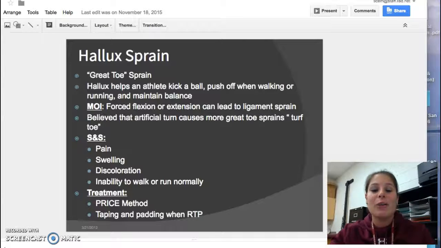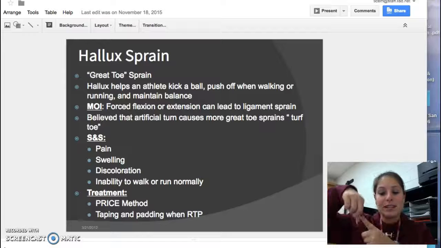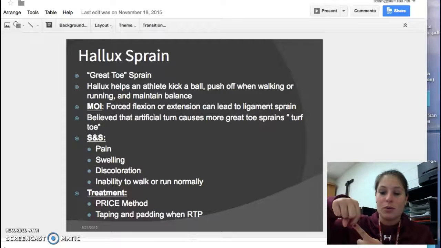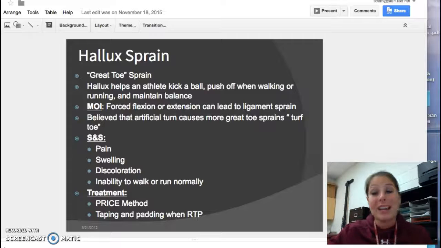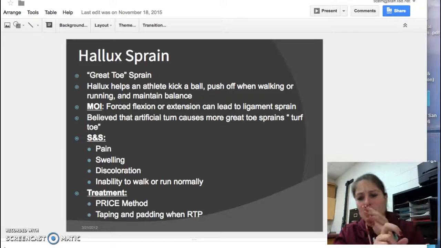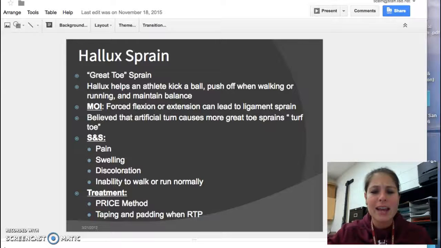And we see this a lot when our foot is either forced into flexion, like if we're going and we're kicking a ball and our toe gets pushed underneath, or we're running and we kind of stub our toe, or it can be forced into extension, okay? Like if you're walking and you miss the step and your toe gets pushed up, okay? This is where we hear turf toe, okay? Turf toe is a hallux sprain.